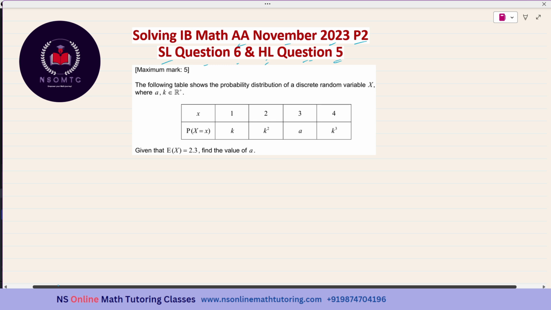So without any further delay, let us start answering this question. The maximum mark is 5.